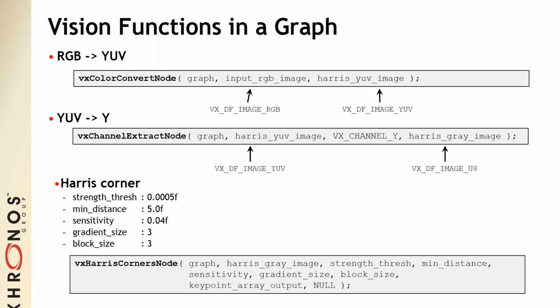Now that you have an 8-bit luminance image, you can run the Harris corner algorithm using VX Harris corners node. Harris corners requires parameters. You see on the left side there is strength threshold, min distance, sensitivity, gradient size, and block size. I can give some typical examples that we use in our tutorials here. In addition, you need to make sure that the arrays you create have enough size to keep the key points. We typically suggest using 10,000 for the example that we have done in our tutorial.